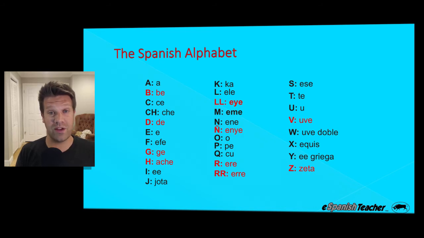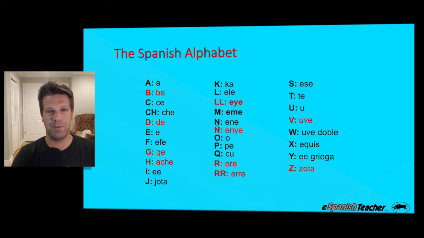Sometimes a letter is pronounced differently based on where it is found in the word. For example, the letter D sometimes is pronounced more like a TH, the, and sometimes it's pronounced like a hard D in English, duh. And it's pronounced differently based on where it's positioned within the word.